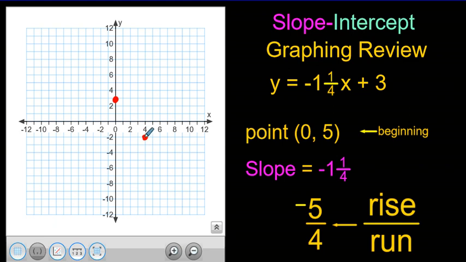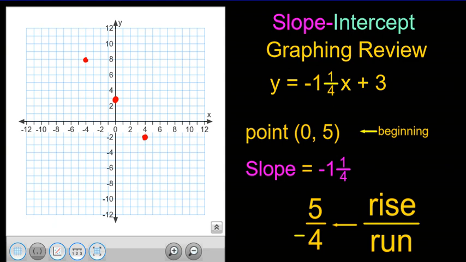We could do it again. I could go down 5 more and then over 4 more, or I could go back to my starting point. I'm going to move that negative sign down here with the 4, and now I can recognize that I'm actually going to go up 5 because my rise is now a positive value. So I'm going to go all the way up to 8, and I'm going to go negative 4, or to the left 4 for my run. 1, 2, 3, 4, and there's my other dot.